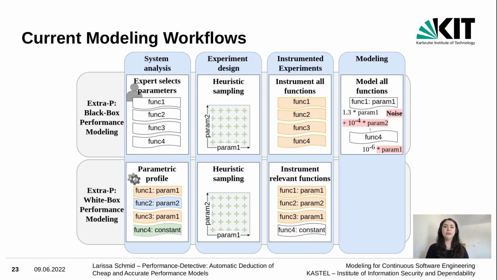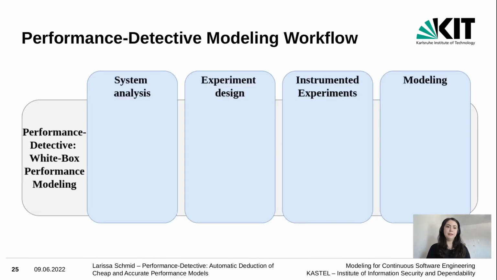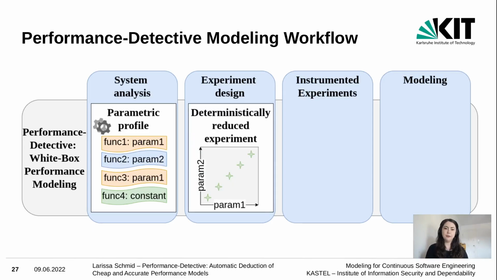However, in the third step, they then can go ahead and instrument only the functions identified as relevant by Perf-Taint, and also model only the relevant functions based on the known dependencies. So, and this is where our workflow comes into play. We also use the parametric performance profile provided by Perf-Taint. However, in the second step, we then make use of this to deterministically reduce the experiment design with performance detective.